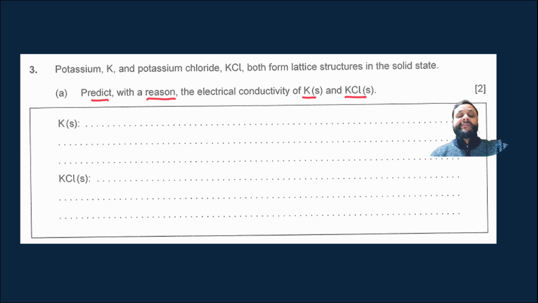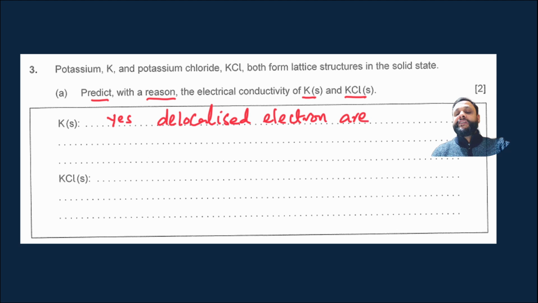So K solid is a metal, and solid metals conduct electricity. So I need to write yes. So potassium solid will conduct electricity. And now I need to write in the reason. So the reason is because of movement of delocalized electrons. Delocalized electrons are free to move and carry the charge through the structure.